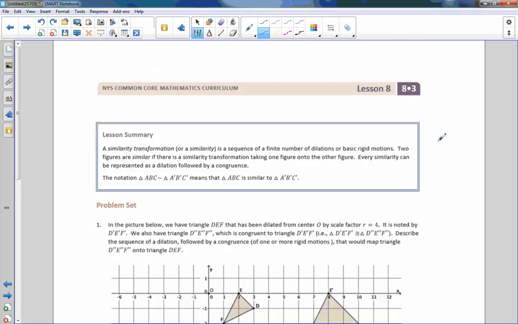Okay, that is the end of lesson 8. Review the lesson summary and go do your problem set.